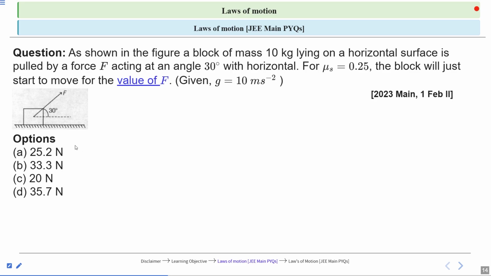Given options: option A is 25.2 Newton, option B 33.3 Newton, option C 20 Newton, and option D 35.7 Newton. So which option is correct? This question came in JEE 2020. Please solve this question. You have some time.